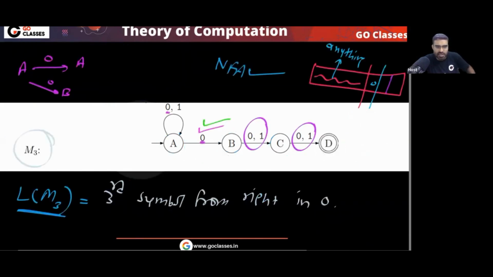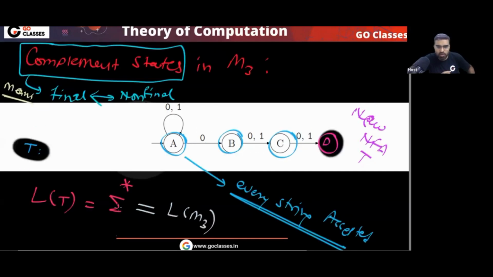This is your previous NFA, whose language is: third symbol from right is 0. So can I say, if I complement the states, the new language is sigma star? Is this the complement of the previous language? No. Okay. So is this idea clear?